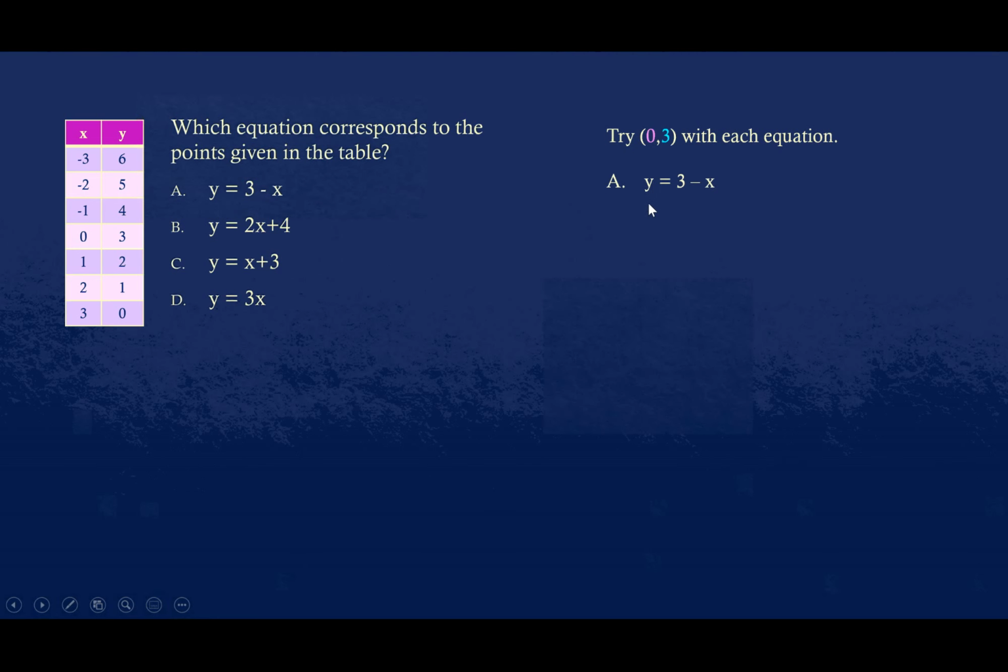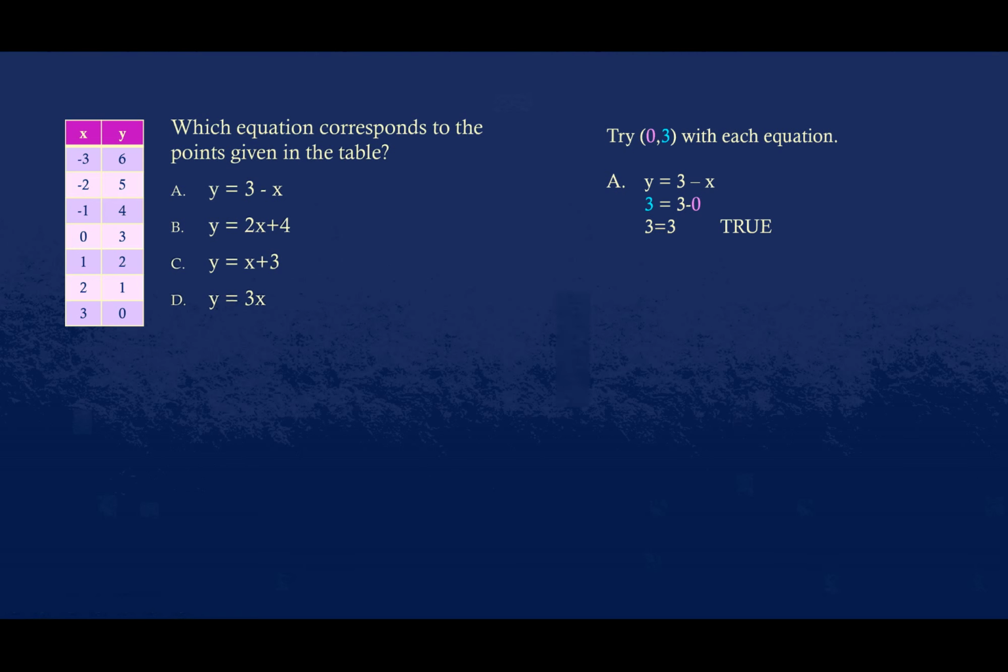With equation A, we have y equals 3 minus x. So we will replace the y with 3 and replace the x with 0, and then simplify and check if our resulting statement is true or false. All right, now this one is true clearly because 3 does equal 3. So A is a possible answer.